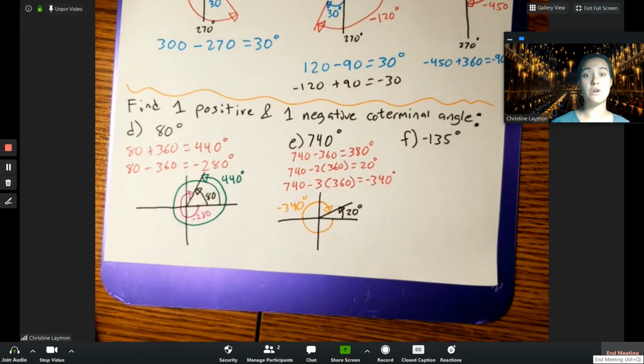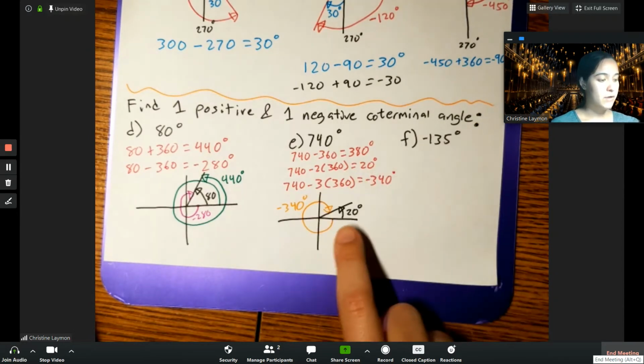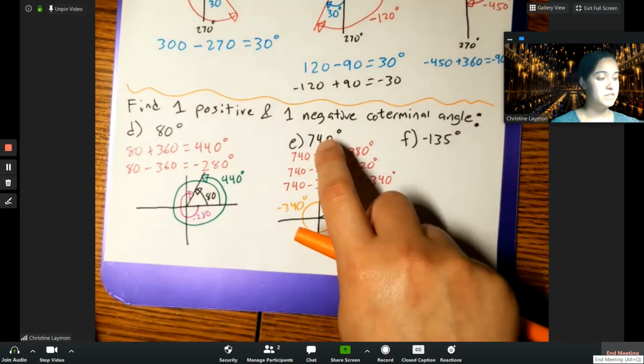Because again, these angles are coterminal. If I spun it around from here 2 full circles, it would still be 740.